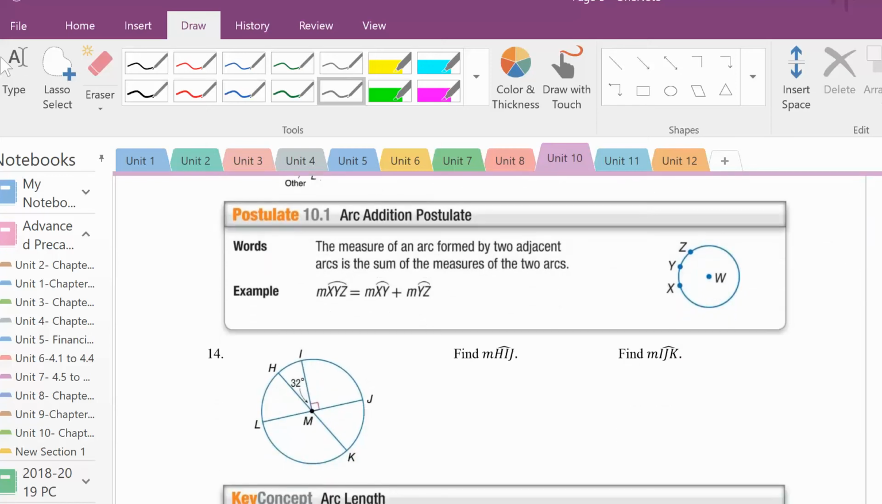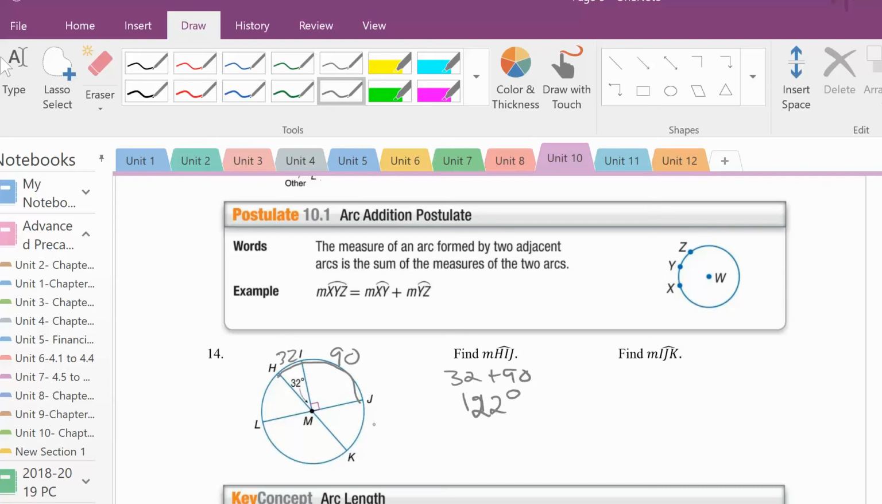All right, so the arc addition postulate says the measure of an arc formed by 2 adjacent arcs is the sum of the measures of the 2 arcs. So if you want to find arc HIJ, which is right here, you know it's going to be 32 plus 90 because the two central angles are 32 and 90. So 32 plus 90 is 122 degrees.